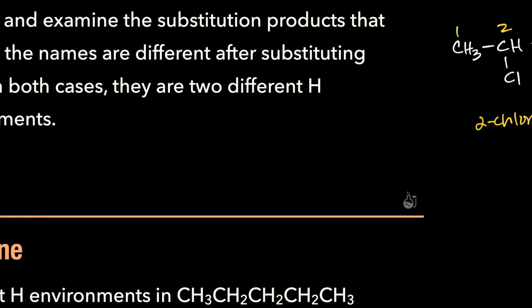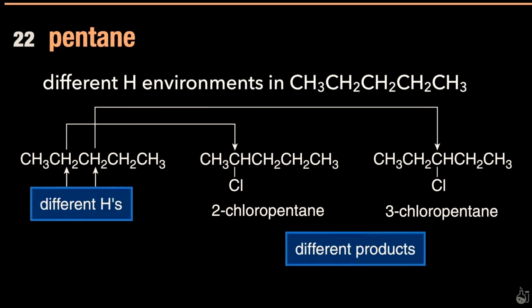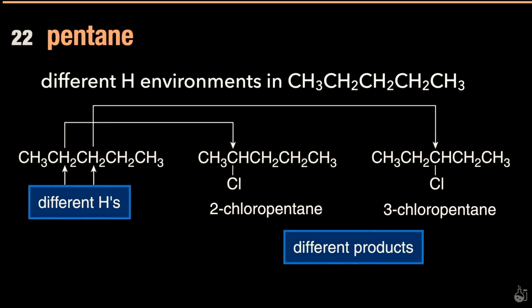The example on slide 22 also talks about the same thing. In this case, I have pentane. Now pentane is CH3, CH2, CH2, CH2, CH3. And let's say I wanted to compare these 2. First of all, this and this. If I replace Cl here, it will become 2-chloro from here. If I replace Cl here, it will become 2-chloro from here.